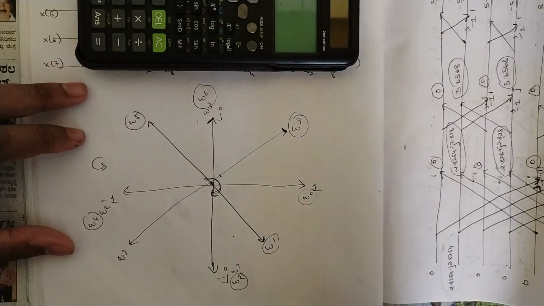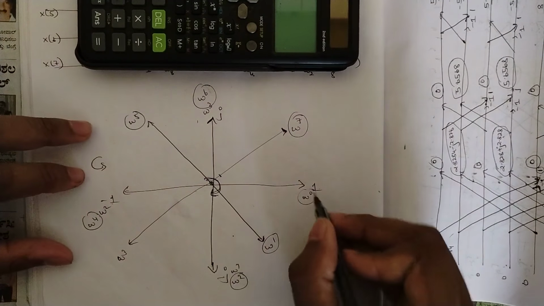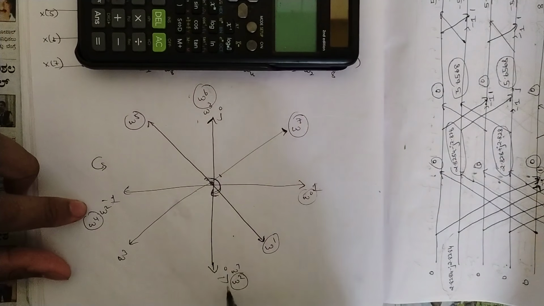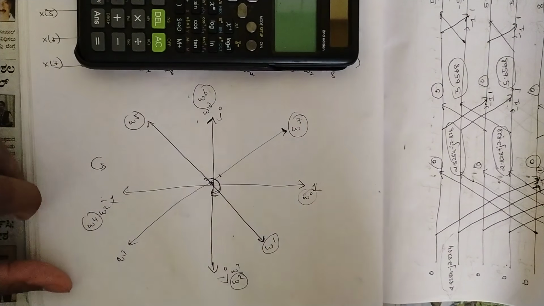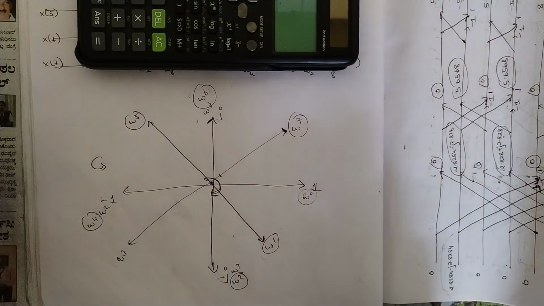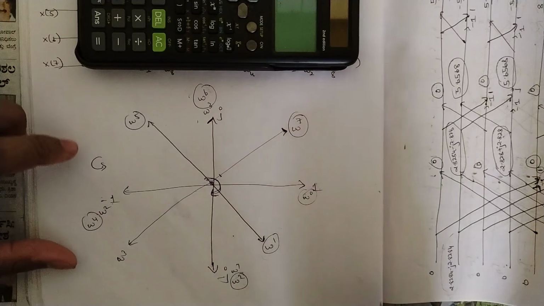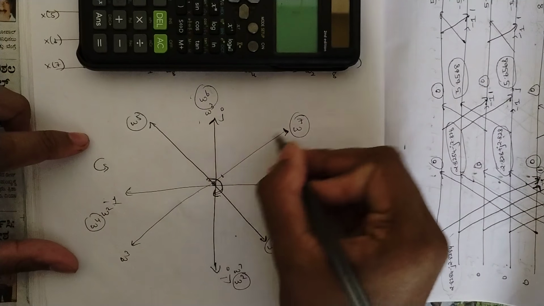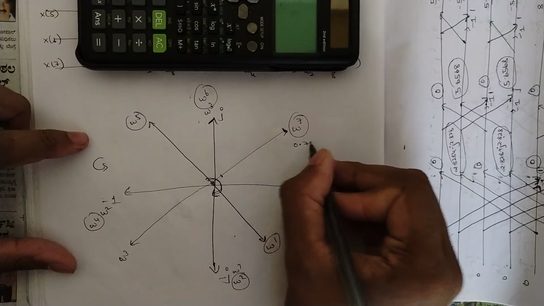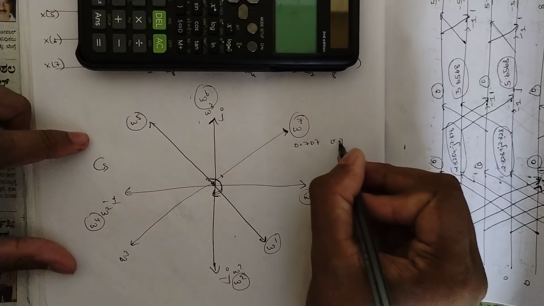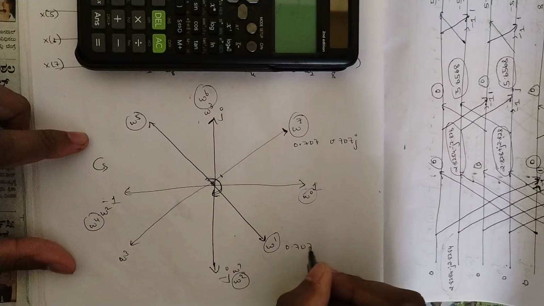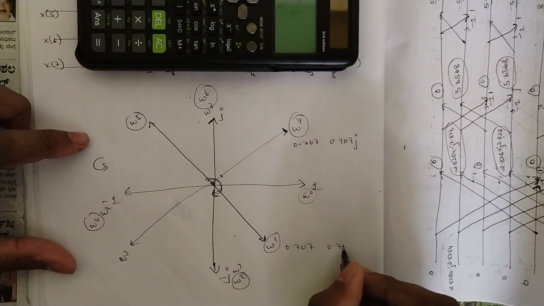So now we know the values of w0, w2, w4, w6, that is 1, minus j, minus 1, j. So now what are these intermediate values for w1, 3, 5, 7? So the values are very simple. So this line here lies in the first quadrant, right? So 0.707, 0.707 j, right? Common for all the terms here.